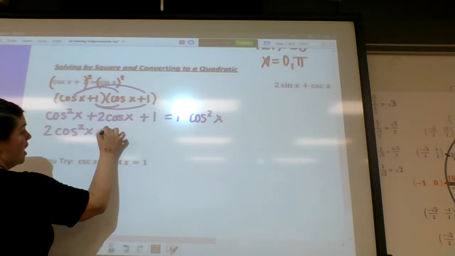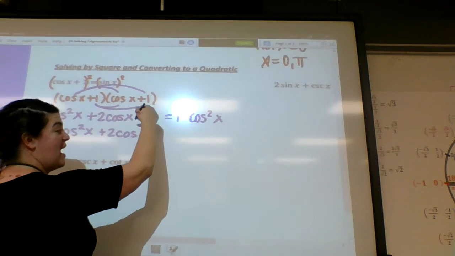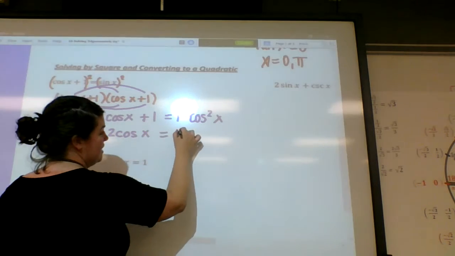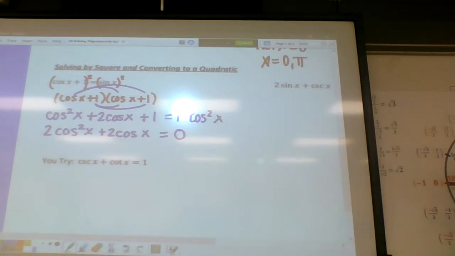And I have two cosines. And then this is really nice. The 1 and the 1 will simplify to make zeros, won't they? Anytime you can get terms to simplify like that, it's a good day. All right, we're getting really close.